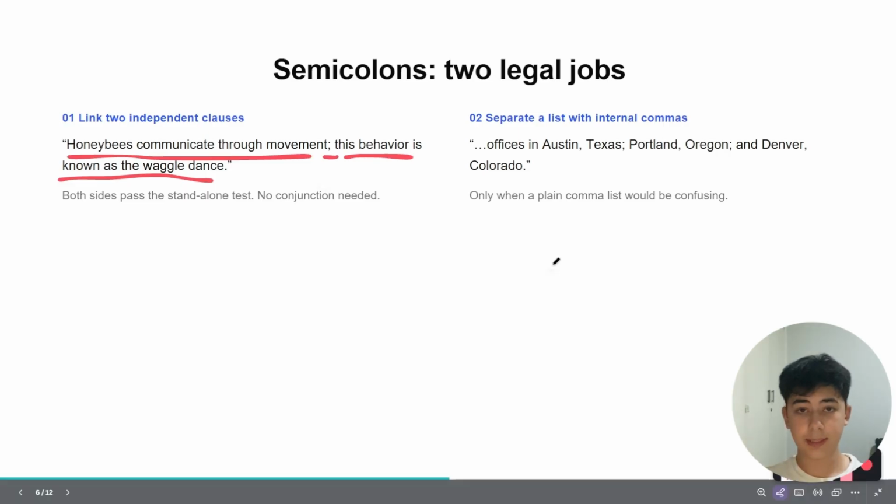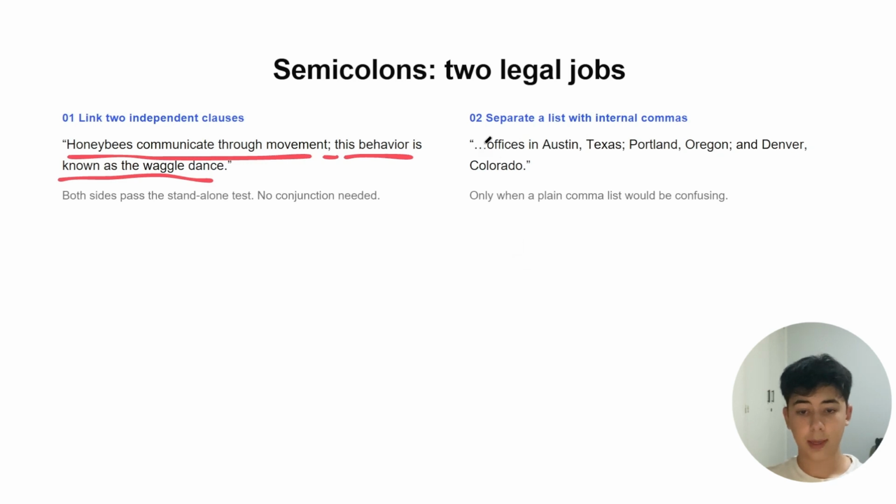So now let's discuss the second use case of a semicolon. And that's going to be separating a list with internal commas. Now this is much more uncommon than the first use case. It shows up way less than the first one, but it actually shows up from time to time. So let's read this phrase here. Offices in Austin, Texas, Portland, Oregon, and Denver, Colorado. This phrase here is actually a list of items, but the list items are themselves composed of commas, and you can see that each list item here contains a comma. The way to separate this list of items, you'd use semicolons.